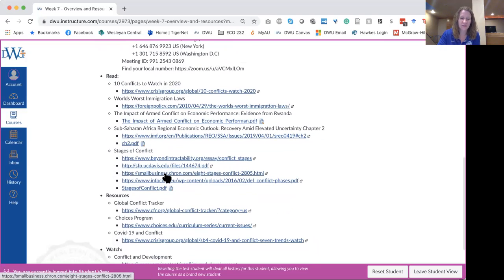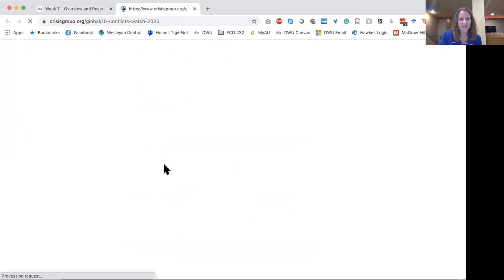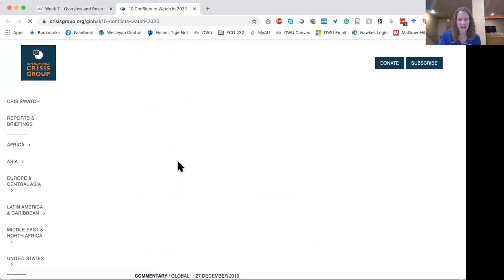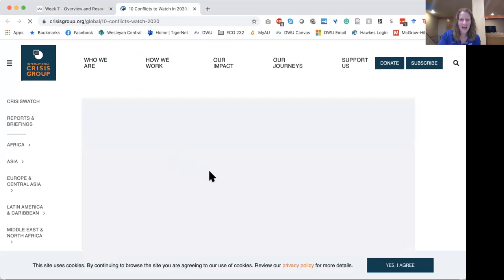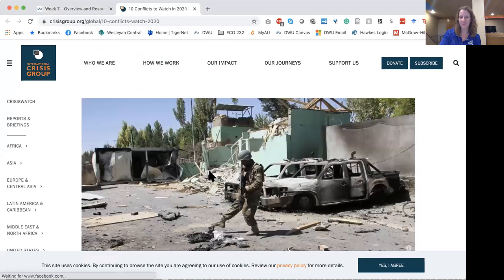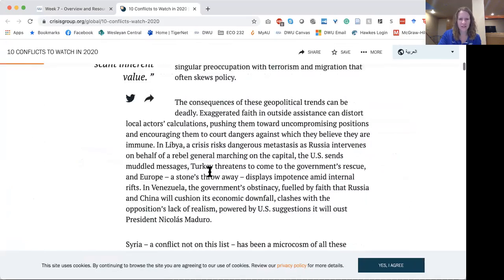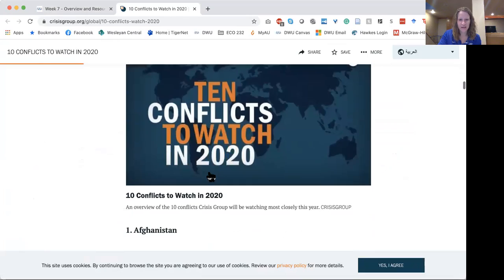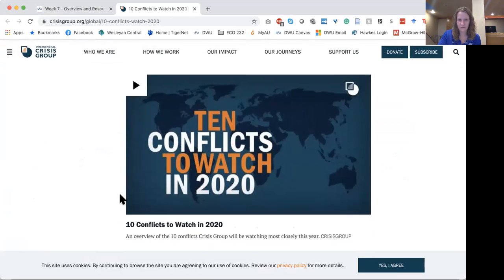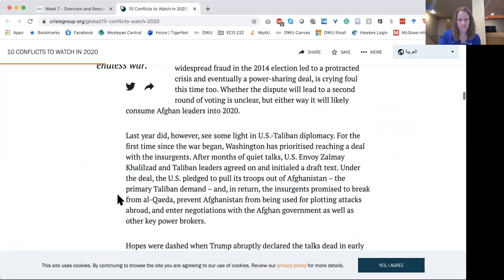So then going into this week's other content, we've got things for you to read. So we'll start with 10 conflicts to watch in 2020. This was written back in December of 2019. So obviously COVID was not really on here. But these are just some great conflicts to look at. If you scroll down, there's a video you can watch regarding them, or you can read through them.